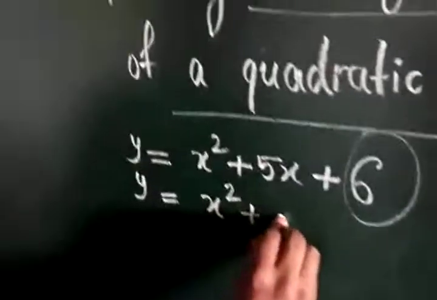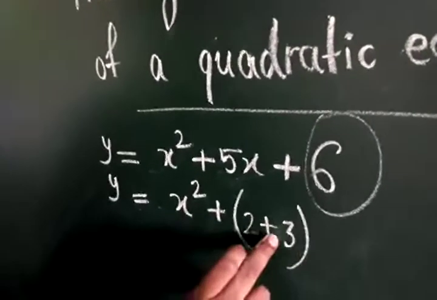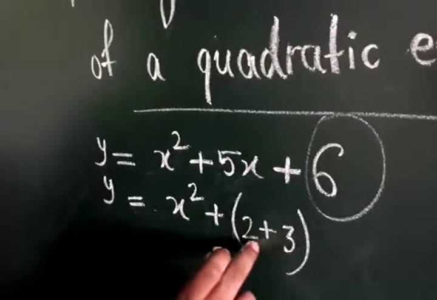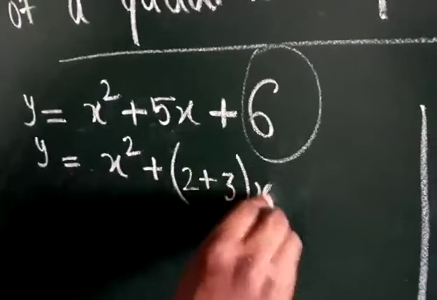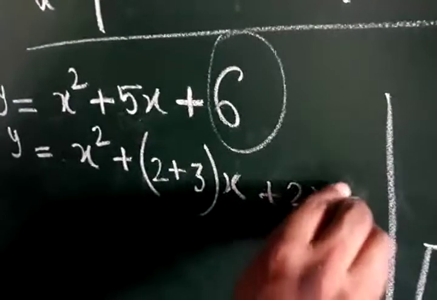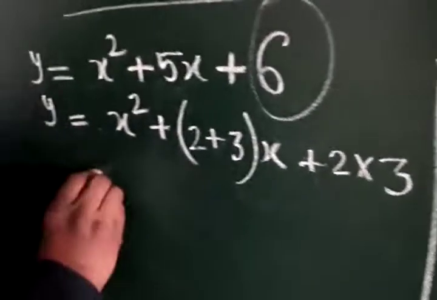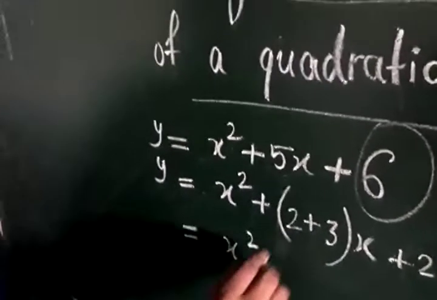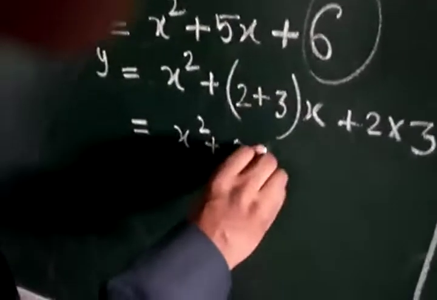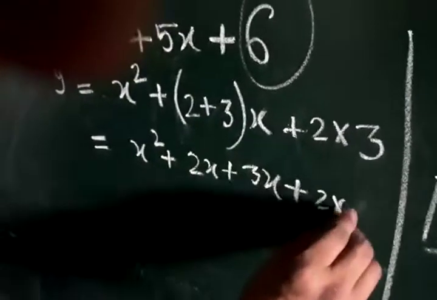So here we write 2 and 3. After addition, 2 plus 3 gives us 5, and when we multiply 2 and 3, that gives us 6. So we have the factors 2 and 3. The next step is to break down the middle term into 2x plus 3x.